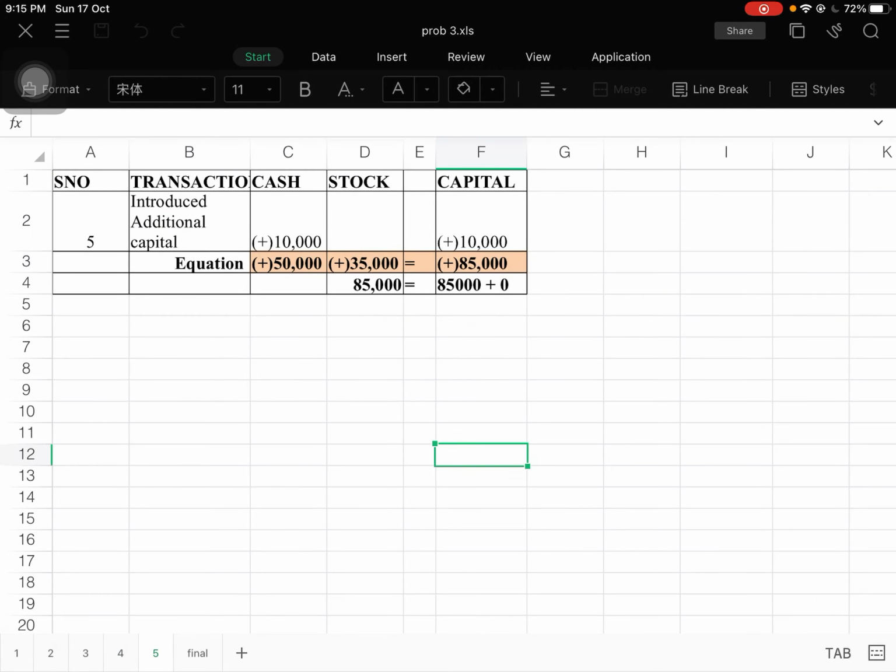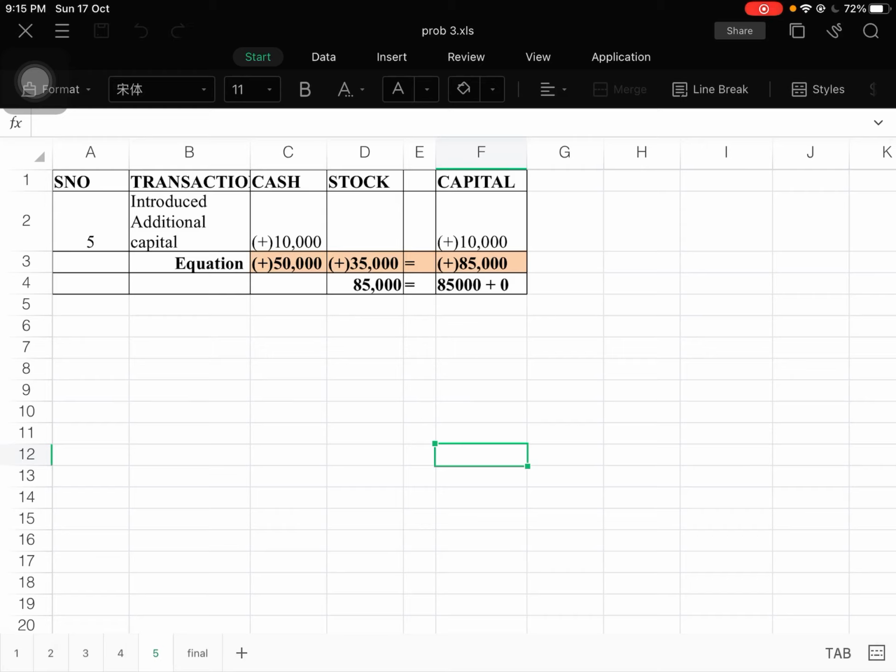Next, transaction number 5. Here it says introduced additional capital of rupees 10,000. It is like the commencement of business that we have seen earlier. Additional capital is coming into the business, in case of funds required, so they are introducing more capital. Like we normally do for commencement of business, add it in cash as well as in capital. Thus the final equation will be plus 50,000, plus 35,000, which is equal to plus 85,000.